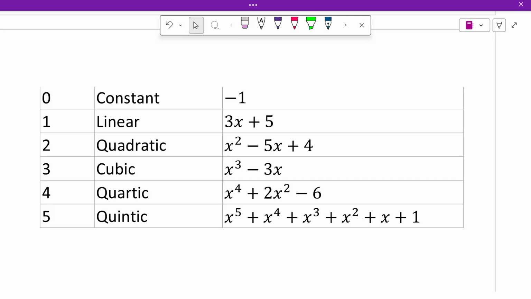So you have something to the second power, it's quadratic. If it's to the third power, it's cubic. Fourth power, it's quartic. Fifth power, it's quintic. So since 4 quarters make a dollar, then you can remember quarter is 4, quartic, quarter, quartic, quarter. Cubic is third, quadratic you should know, linear you should know, and quintic is 5.